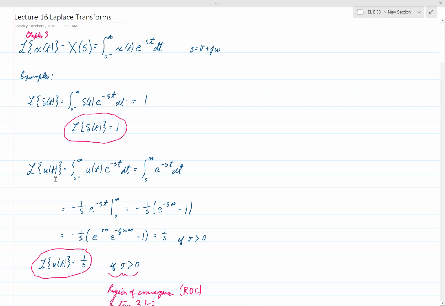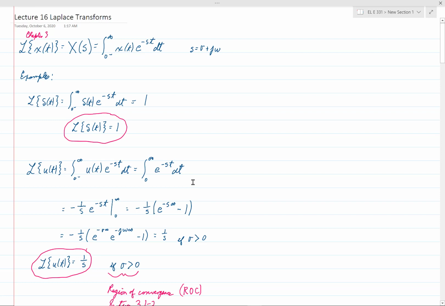Okay, what about the Laplace transform of u of t? Again, plugging it into the formula for the Laplace transform, we get this. Remember that u of t is equal to 0 for t less than 0, and equal to 1 for t greater than 0. So we can take that little minus sign off the 0 and make the lower limit of the integral 0. And since u of t is equal to 1 over all positive values of t, it basically disappears, and we're left with the integral from 0 to infinity of e to the minus st dt.